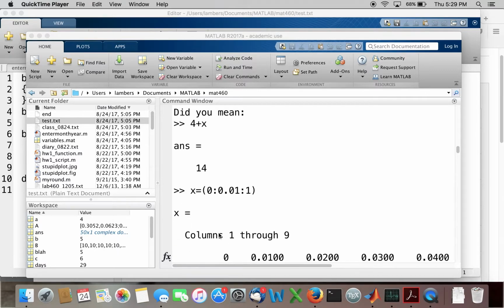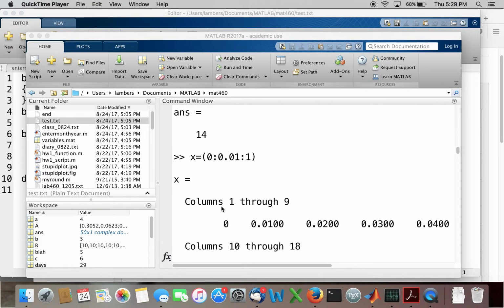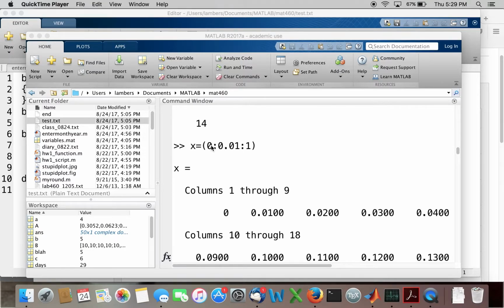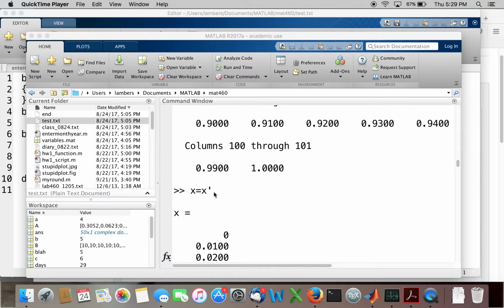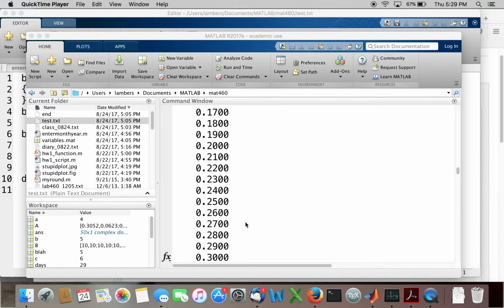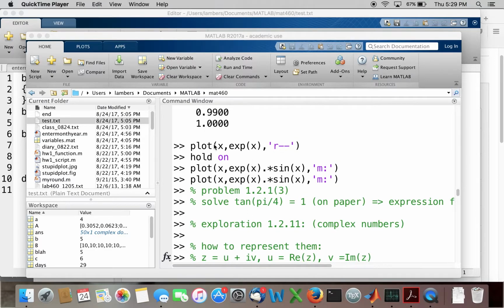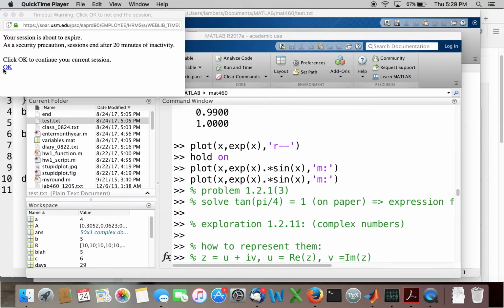This is a throwback to last Thursday's class, where I had some difficulty with plotting. Here I create a vector of equally spaced values between 0 and 1. And I wanted to make it a column vector, so I take the transpose again. And I go ahead and, like I did before, plot e to the x for these x values using a red dashed curve, and then e to the x sine x for these x values using a magenta dotted curve. And MATLAB was again causing difficulty. It was not letting me select whatever portions of a plot that I, whoops, sorry about that.